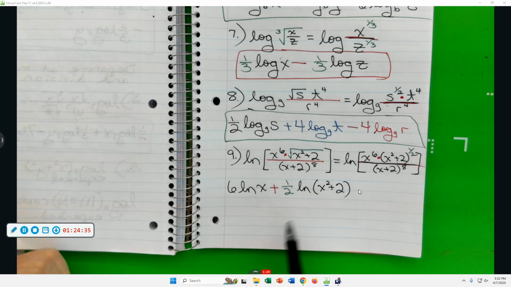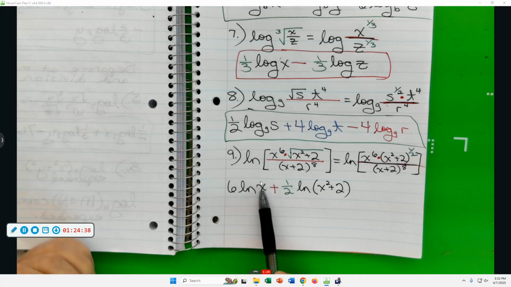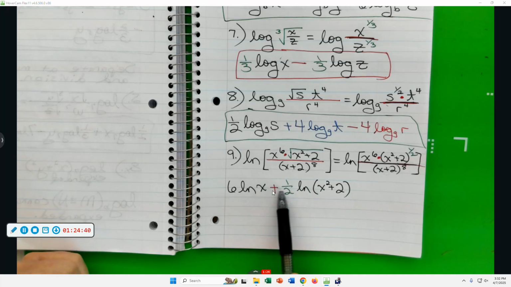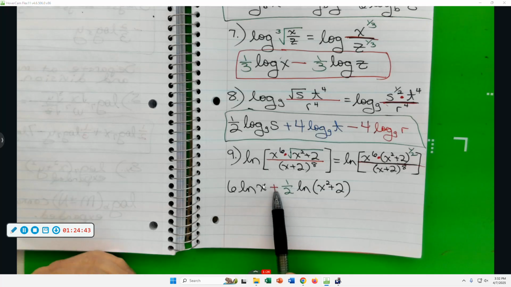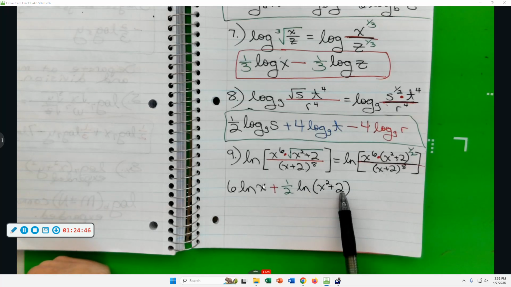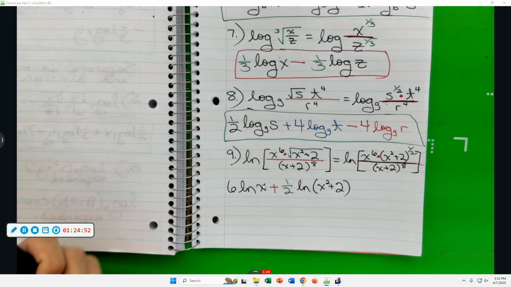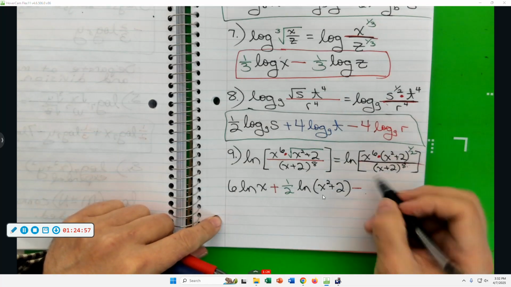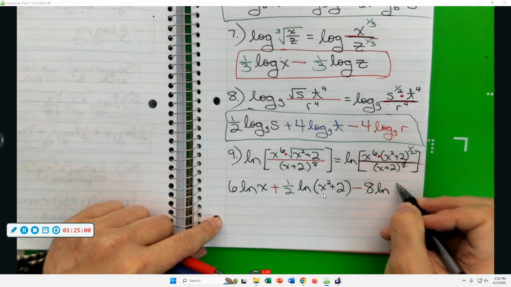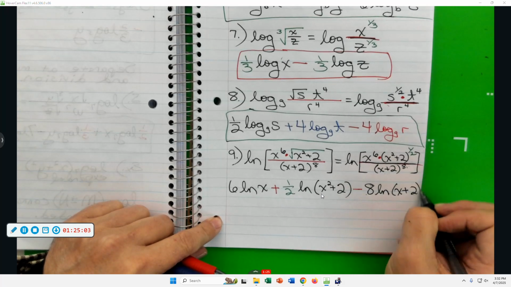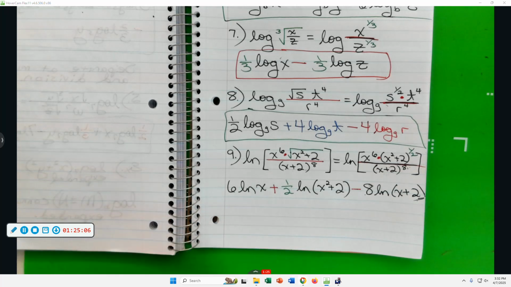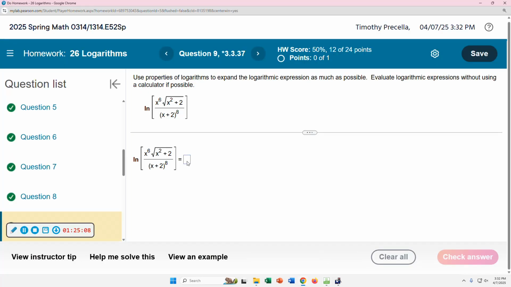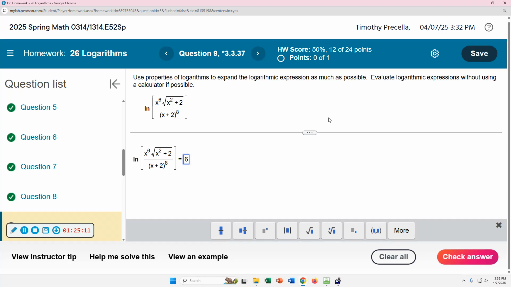The computer assumes that the thing that immediately follows the log is the argument until you get to a plus or minus. And so if you want x squared plus 2 to be an argument, you've got to enclose it in parentheses. What's the next thing I'm going to type here? Minus 8. Okay, so we have the 8. And then the ln, you must enclose the x plus 2 in parentheses.